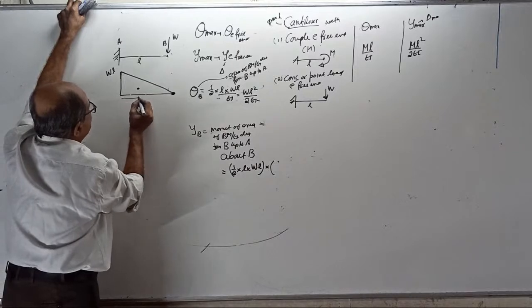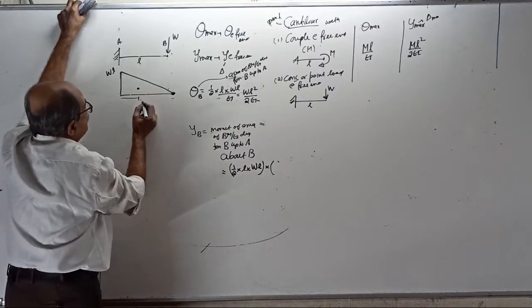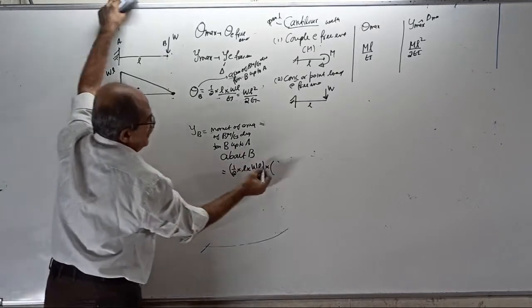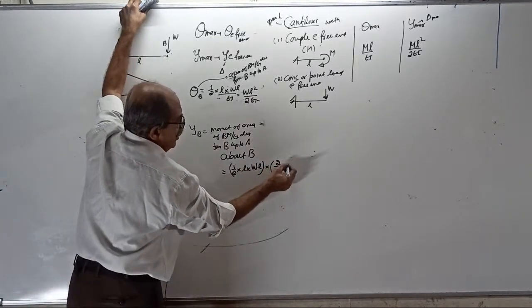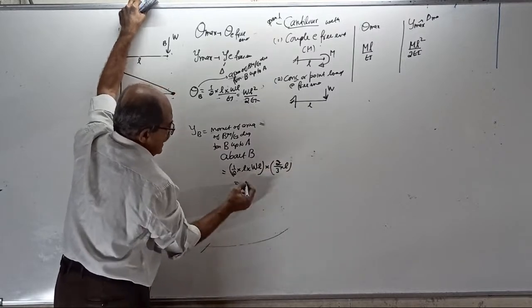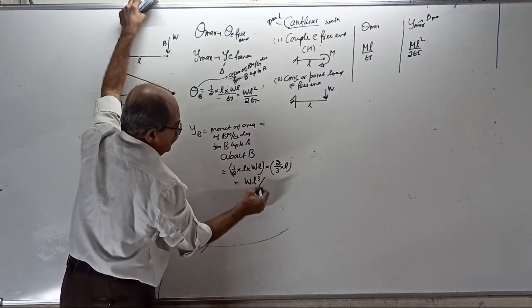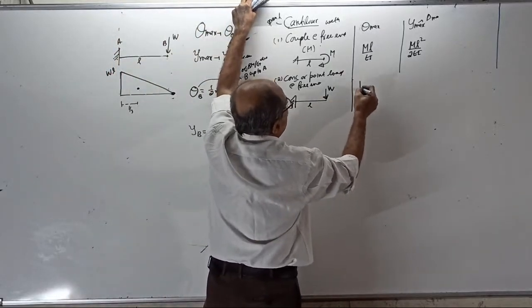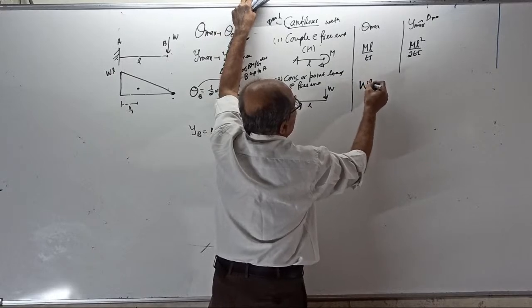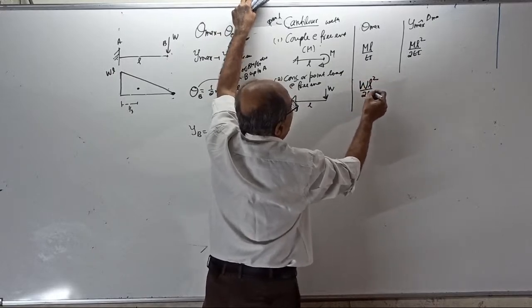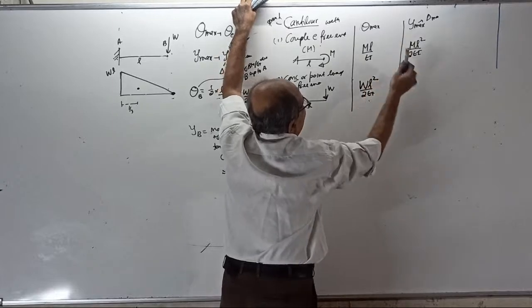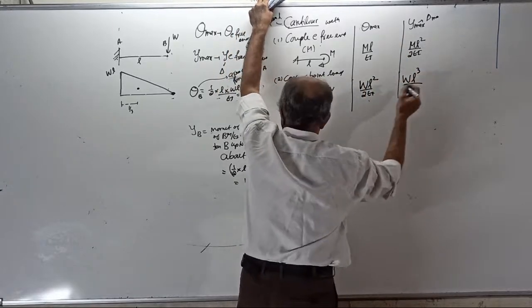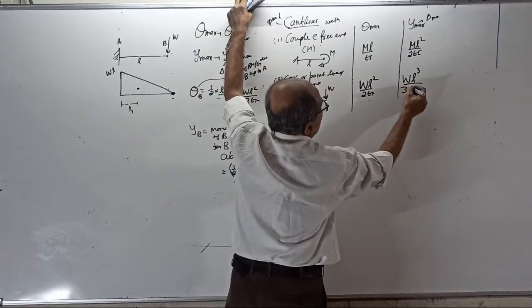This is 1 by 3, this is 2 by 3. See, you should make it. This is 1 by 3 from here, into 2 by 3 of L, or 2 will cancel, WL cube by 3EI. So here slope equals W into L square by 2EI. Deflection equals W into L cube by 3EI.